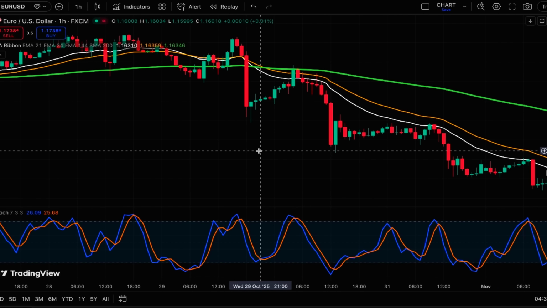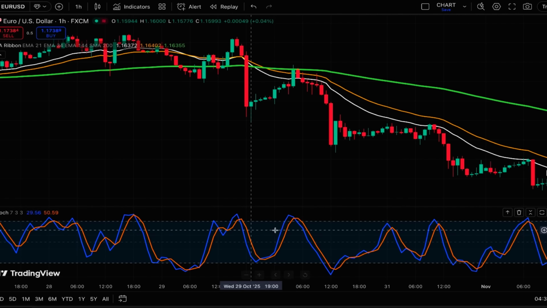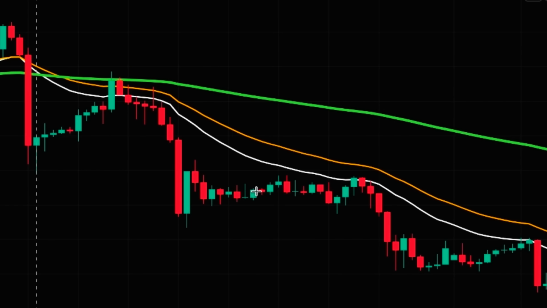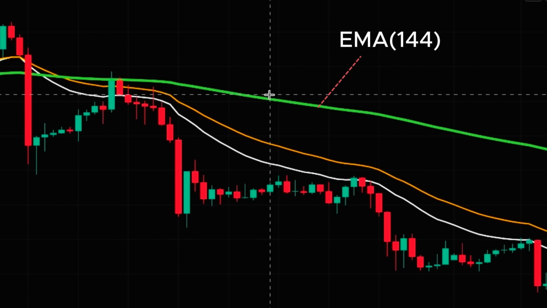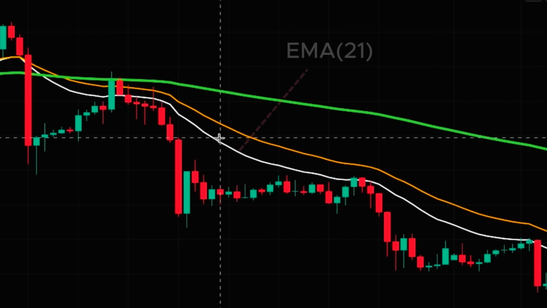Alright, getting back to our trading strategy, now let me teach you how you can find buy-sell signals based on these exponential moving averages and the stochastic oscillator that we added here. If you remember, this green line here is an EMA with length of 144, the orange line is an EMA with length of 34, and the white line is an EMA with length of 21.